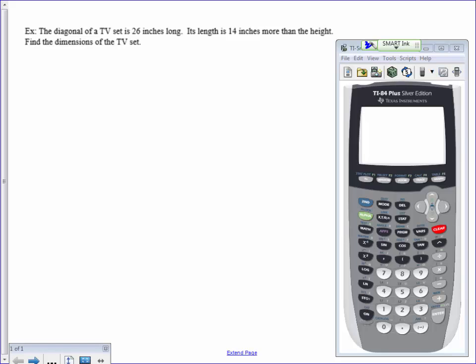Here I have been asked to solve an application problem. The problem states that the diagonal of a TV set is 26 inches long. Its length is 14 inches more than the height. Find the dimensions of the TV set.